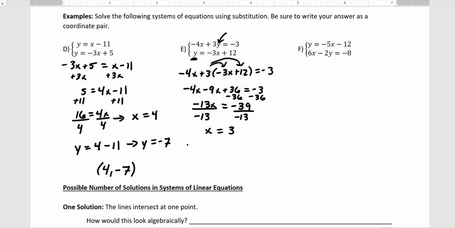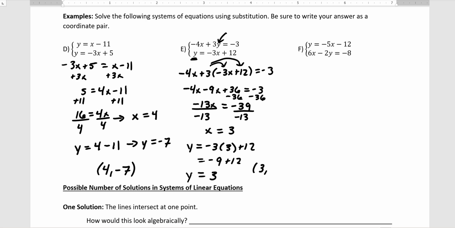I can then plug that in, so I'll have y equals negative 3 times 3 plus 12, right? Plug it in for x up here. So 3 times 3 is 9, so I'll have y equals negative 9 plus 12, which is 3. So my coordinate point is x is 3, y is 3.